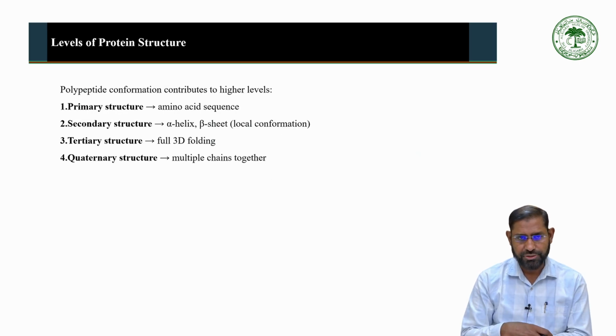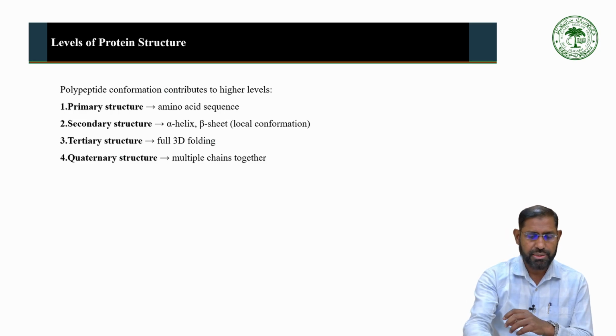Levels of protein structure. Polypeptide conformation contributes at higher levels, and the first is the primary structure, that is the amino acid sequence.